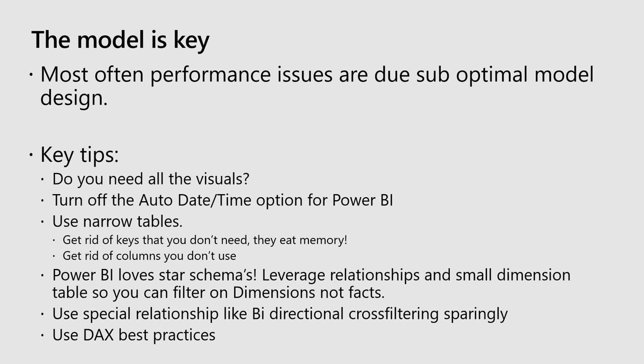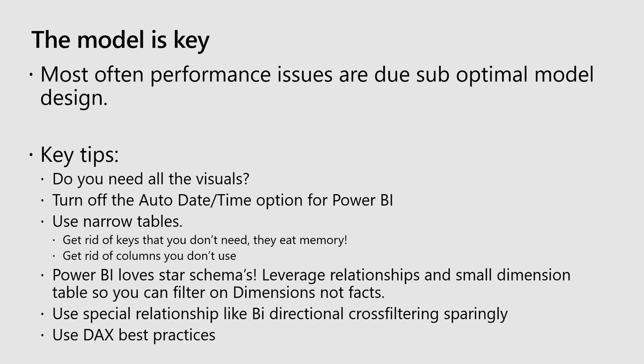If you care about performance, you turn it off. Use narrow tables. So again, making sure that you get rid of keys that you don't need. They eat a lot of memory. Get rid of columns you don't need. Power BI loves star schemas. So leverage relationships and small dimensions on a table so you can filter on the dimensions, not a fact.